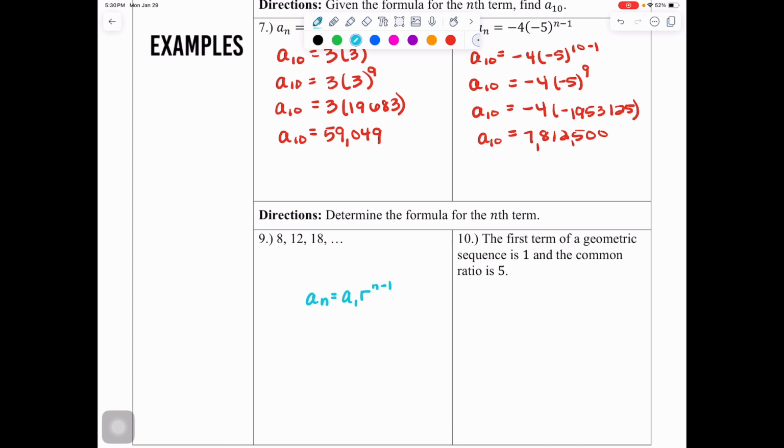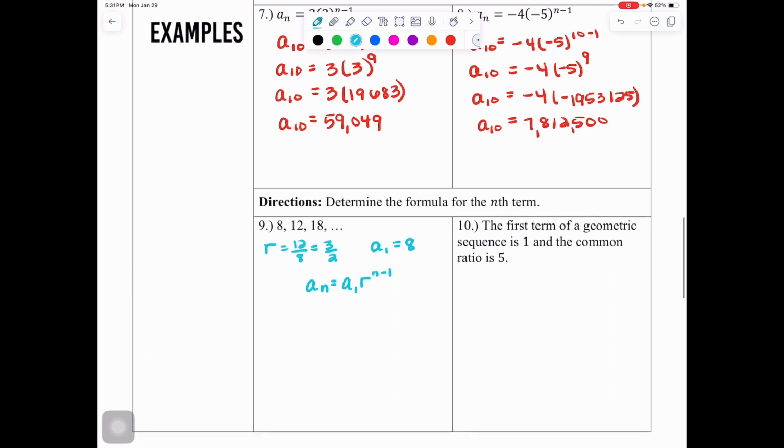So the two things I need to find are the common ratio and the first term. The first term I can tell quickly is 8. The common ratio I'm going to take by taking a term and putting over what came before. So that would be 12 over 8. So if I do 12 over 8, that reduces to 3 halves. So now I have what I need to write my formula.